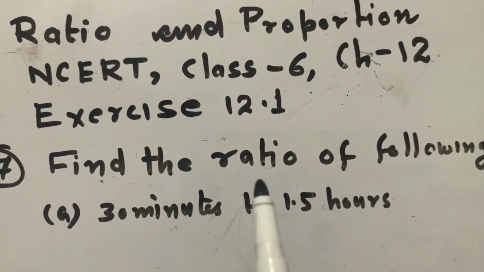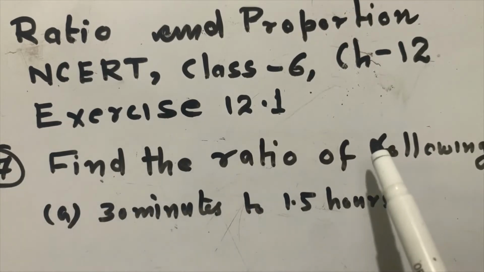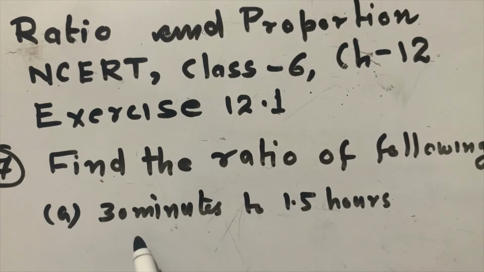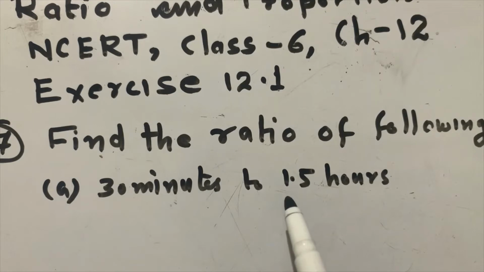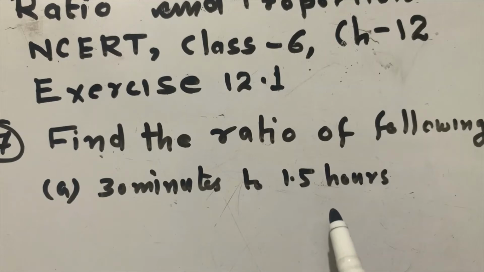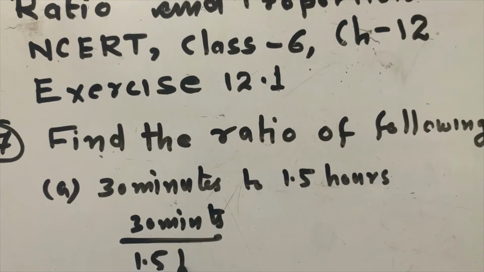Friends, we are solving question number 7, part A. Find the ratio of the following. Part A is the ratio of 30 minutes to 1.5 hours. Now this question is given 30 minutes to 1.5 hours. Now we have to convert hours into minutes. To find any ratio, we have to convert so that we have the same units to find the answer. Hence this is the given ratio of 30 minutes to 1.5 hours.